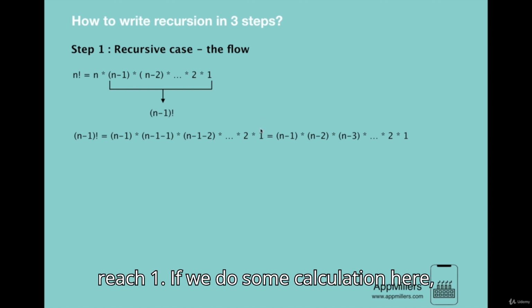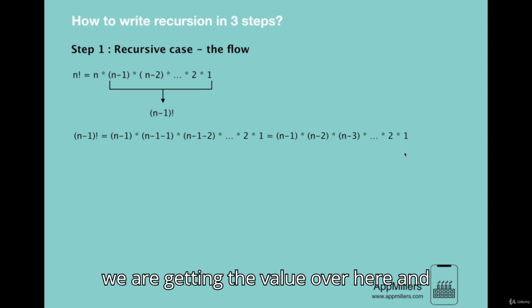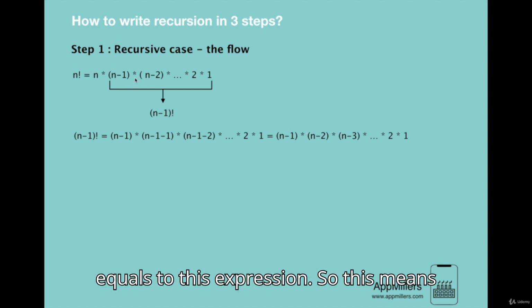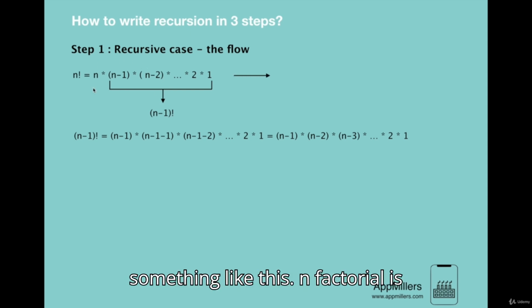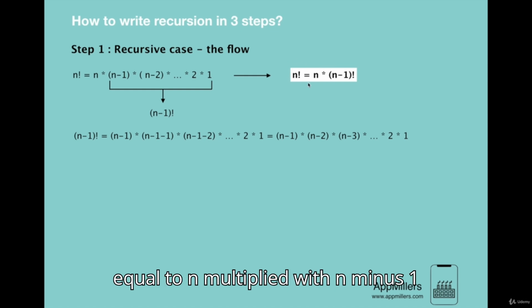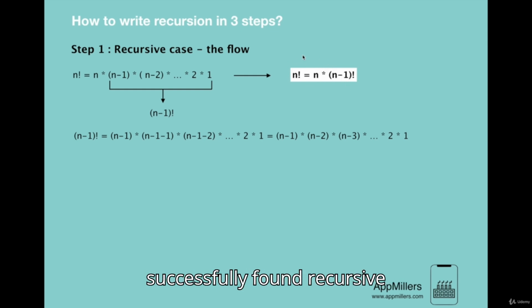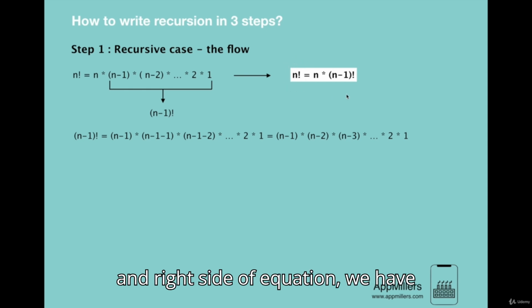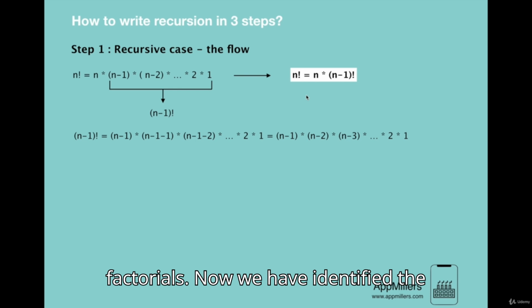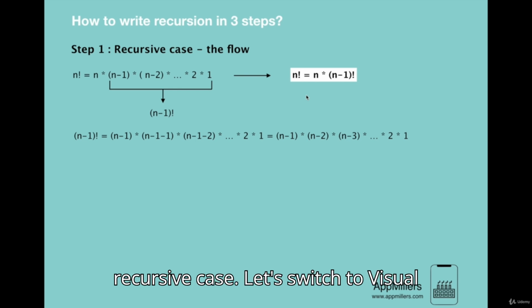If we do some calculation here, we get the value over here. And you see that this expression is equal to this expression. This means that we can change our function to something like this: n factorial is equal to n multiplied by n minus 1 factorial. In this case, we have successfully found a recursive case, which means that on both the left and right sides of the equation, we have factorials. Now we have identified the recursive case.